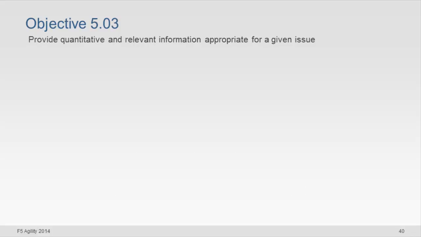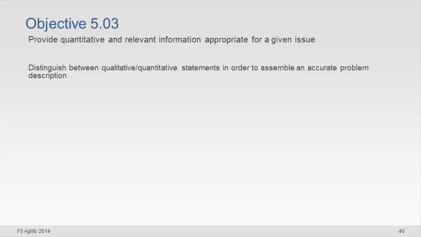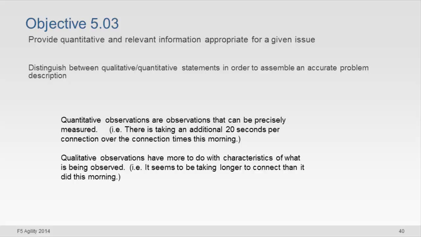Providing quantitative and relevant information for any given issue. You need to be able to distinguish between qualitative and quantitative statements to be able to tell F5 support, or any support organization for that matter, what your problem is and what's going on. Quantitative observations are precise and can be measured. It's taking an additional 20 seconds per connection over the times that we saw this morning. That's quantitative. If you're doing qualitative, it seems to be taking longer than it did this morning, and that's not really going to help them determine what's going on.